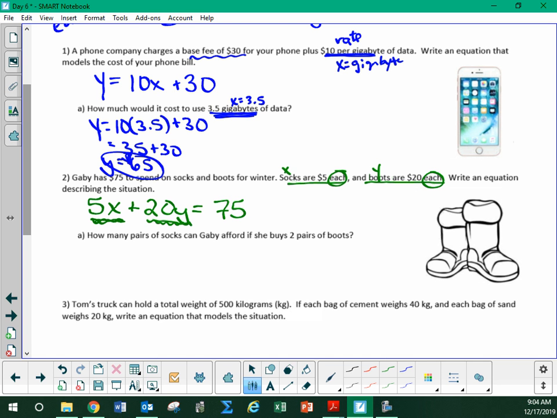Will these questions be on the test? Yeah, you'll have word problems on your test. There won't be a bunch of them, but word problems don't go away.